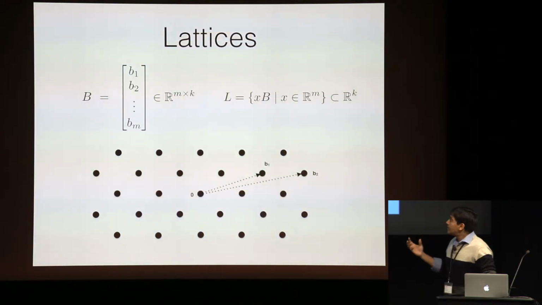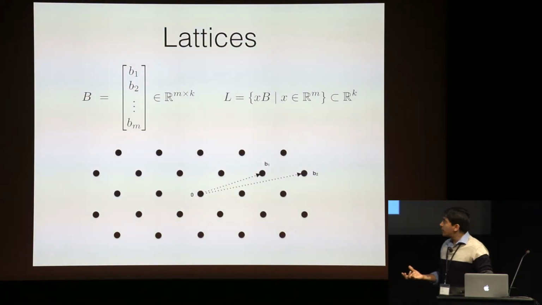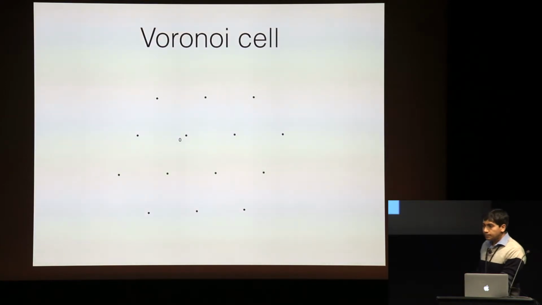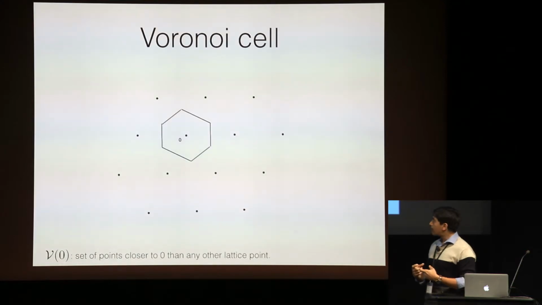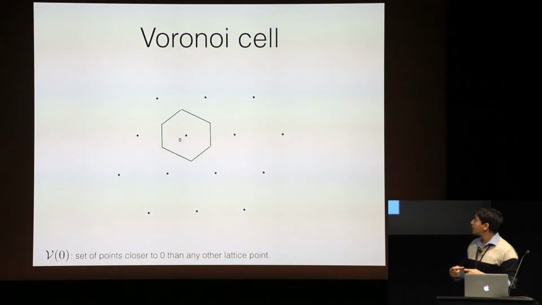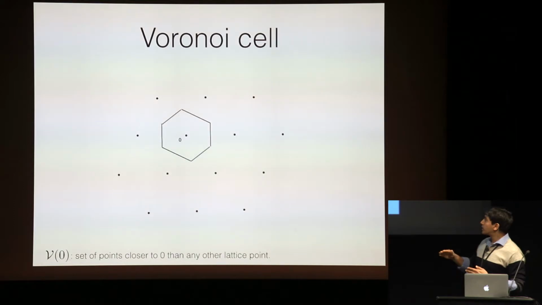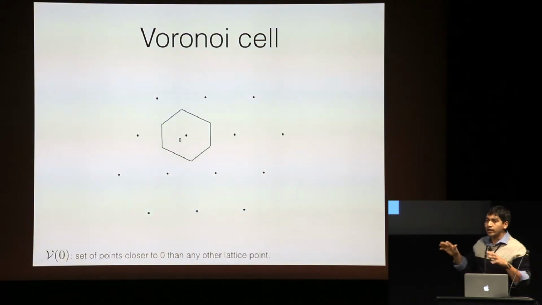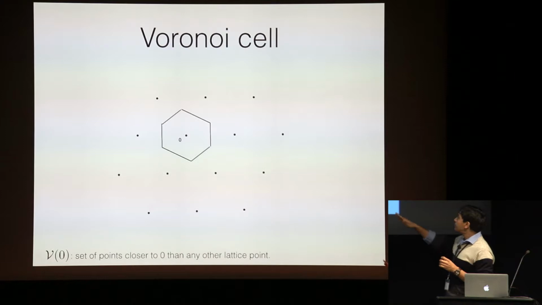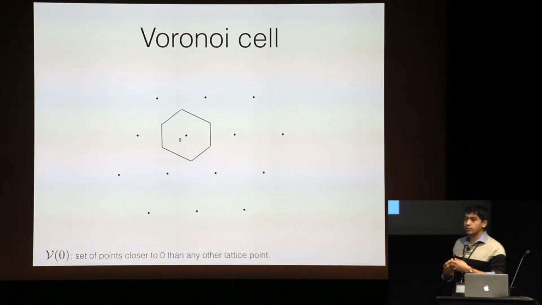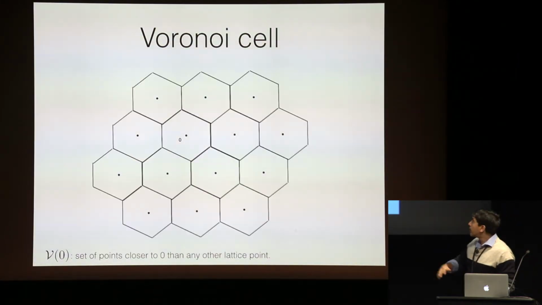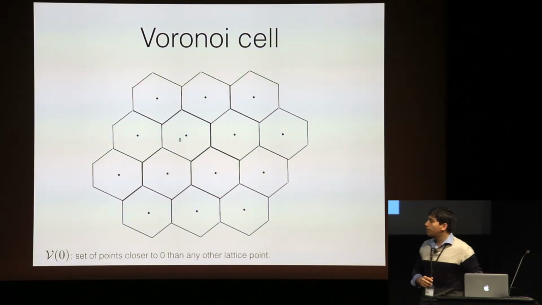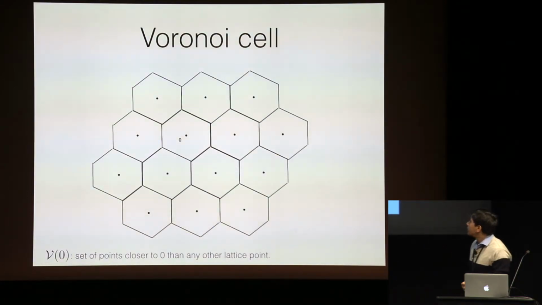These lattices induce a natural space partition with respect to the Voronoi cells. So what are Voronoi cells? The Voronoi cell about any lattice point is just the set of all points in the ambient space which are closer to that lattice point than to any other lattice point. In this specific example, the polytope here describes the set of points which are closer to 0 than to any other lattice point. If you take these Voronoi cells about each lattice point, you can tile the entire space. And this is what they used.